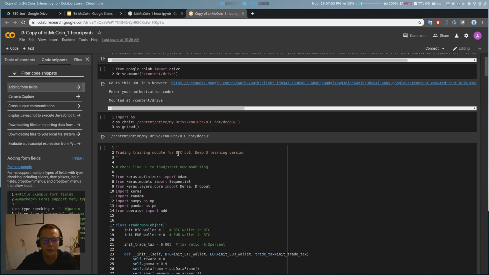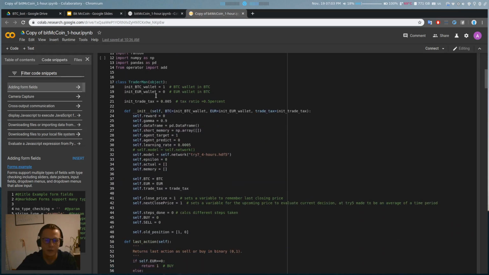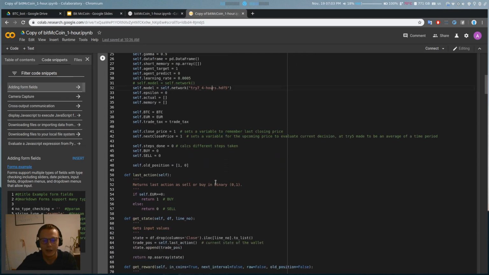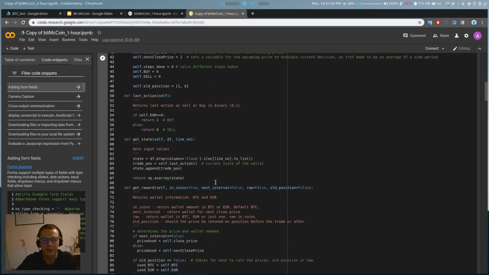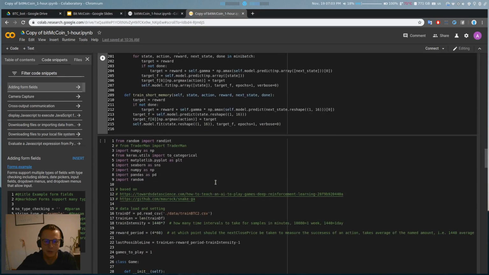So we initialize the environment, connect to the drive, set up the same variables, then set the network we are going to use. And this is from try 7, the 4 hours, because this one performed quite well. This is just why I want to show this one instead of the 1 hour one. Yeah, it's all the same, works pretty much the same as well.